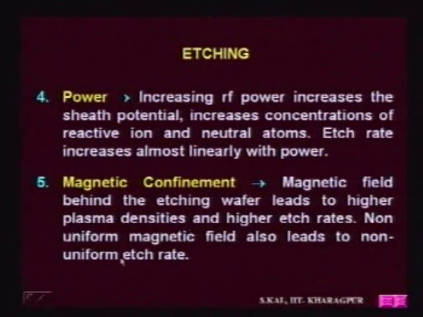Okay? A magnetic field behind the etching wafer leads to higher plasma densities and higher etch rates. A non-uniform magnetic field also leads to a non-uniform etch rate. So, that is why when you are using the magnetic confinement method, you have to ensure that the magnetic field is uniform over the entire surface. Otherwise, a non-uniform magnetic field will lead to non-uniform plasma, and the etch will be non-uniform. Okay. So, these are all the parameters which will decide the etch characteristics of the plasma etch system.